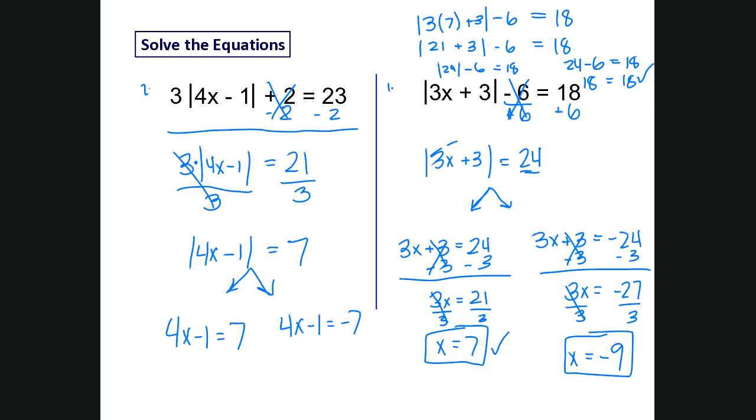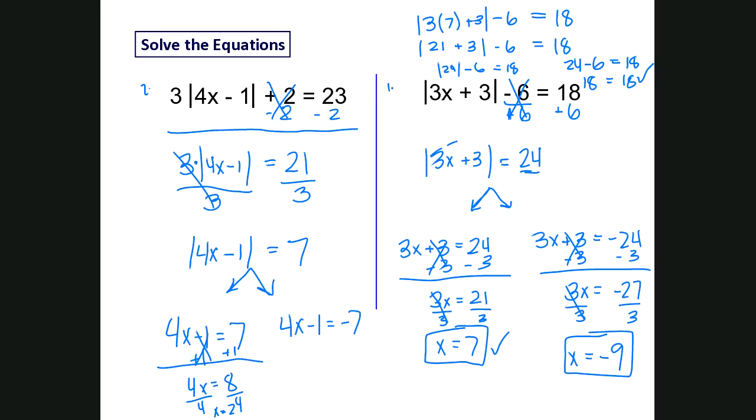Okay, so I have two equations to solve. So I'm going to start with 4x minus 1 equals 7. So I'm going to add 1 to both sides to start with. That makes these ones cancel out, and I'm left with 4x equals 8. Then divide both sides by 4. And we get x equals 2.